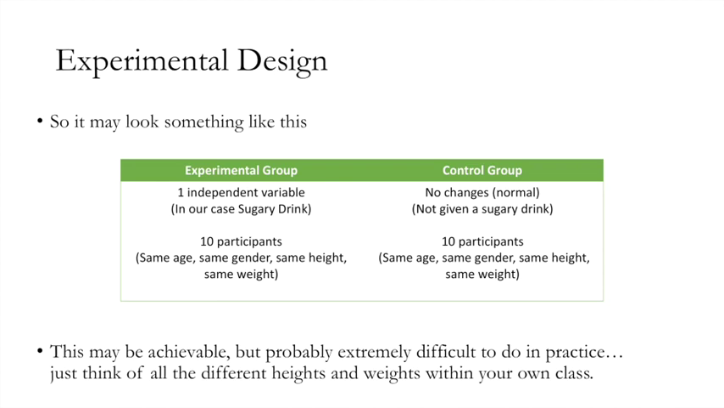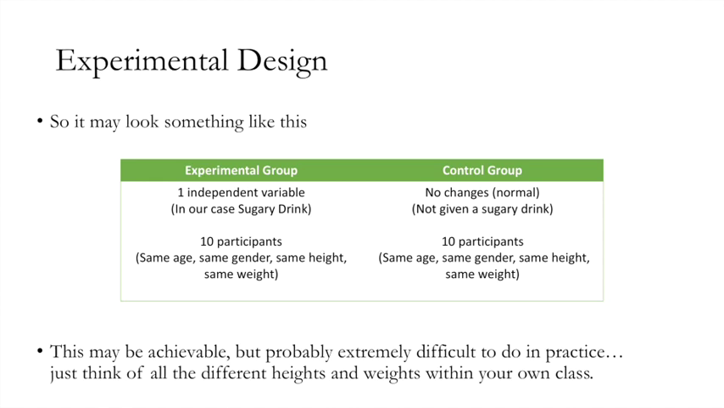So we'd still have our experimental and our control group. We'd still have the sugary drink in the experimental group, no sugary drink in the control group. We still have 10 participants, but those 10 participants are now the same age, the same gender, the same height, and the same weight. And that may be achievable, but it's probably extremely difficult to do in practice.